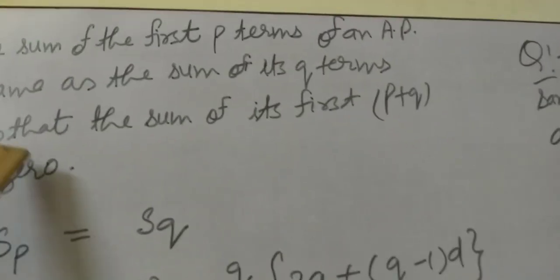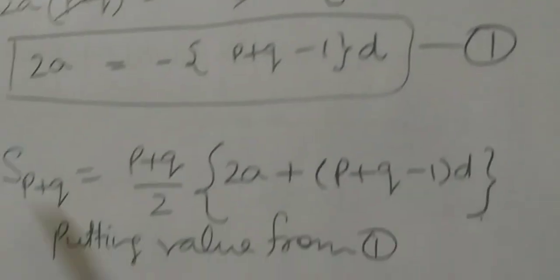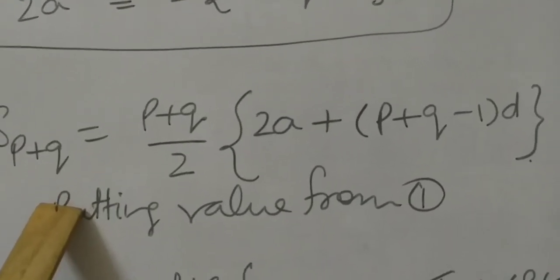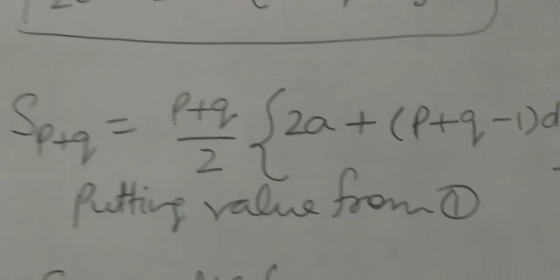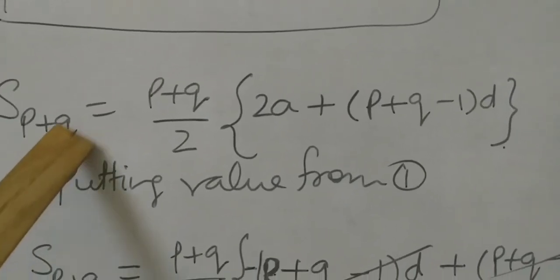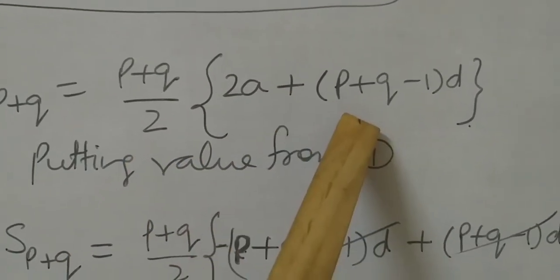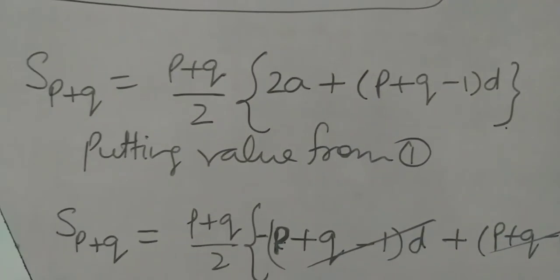Student, now we have to find out the sum of its first P plus Q terms. SP plus Q: in the formula of Sn, we can write P plus Q in the place of N. N upon 2 means P plus Q upon 2. 2A plus (N minus 1)D, that is (P plus Q minus 1)D.